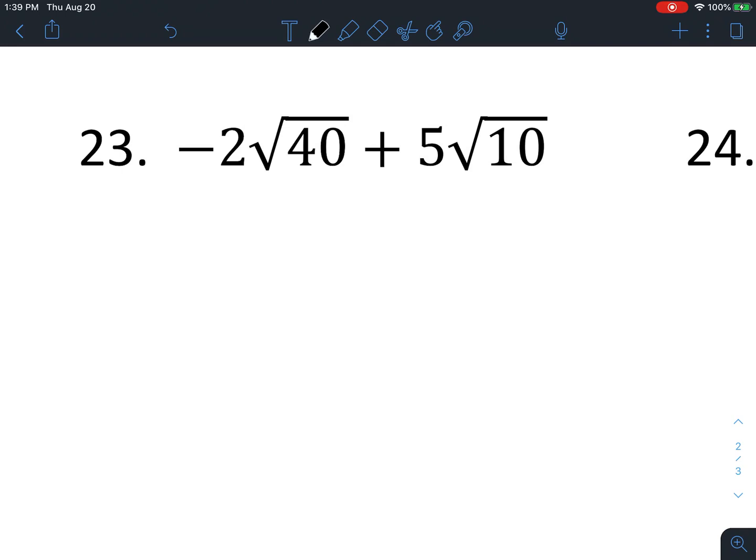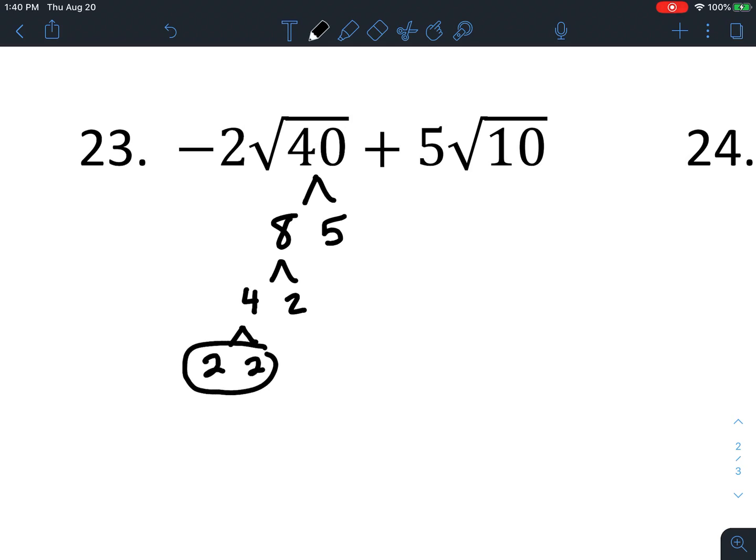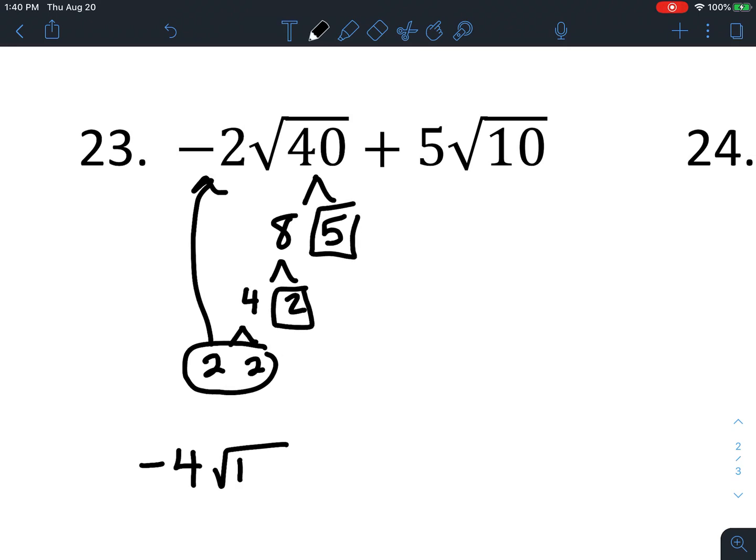Once again, we see that our radicals are not the same. 40 I can break down. That would be 8 and 5, 4 and 2, 2 and 2. 2's go on the outside. They're going to be multiplied times that negative 2. So that'll give us negative 4 outside. 2 times 5, since those are left on the inside, are going to give us 10.